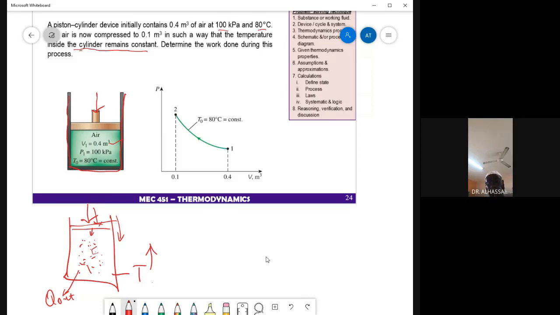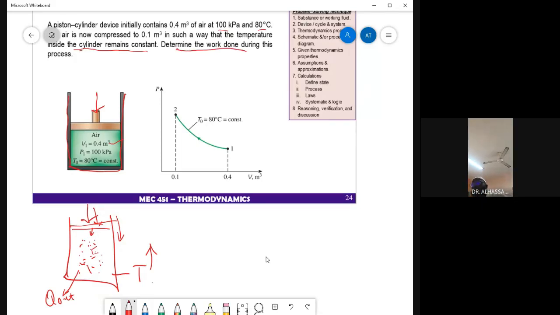So this is what we call, it is not a constant pressure process. It's a constant temperature process. You understand me? So it's a constant temperature process. The temperature remains constant throughout the experiment. So we are told to determine the work done during this process.